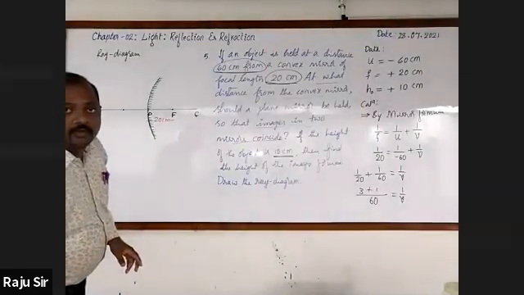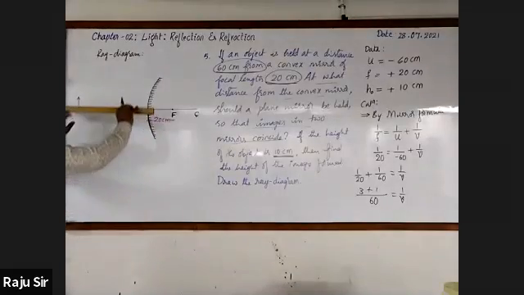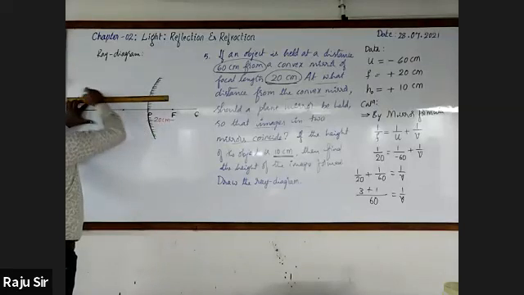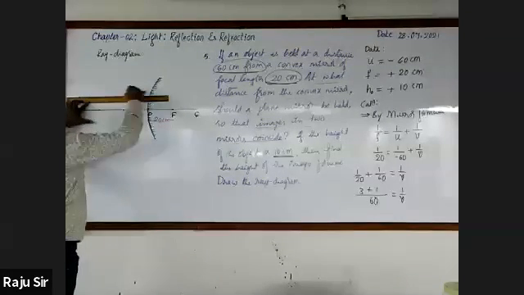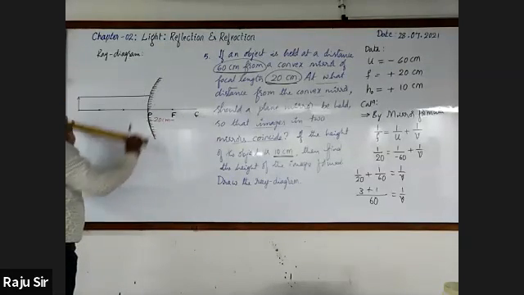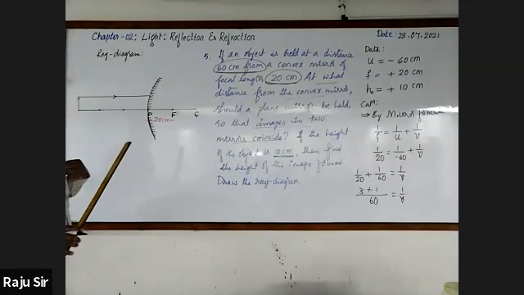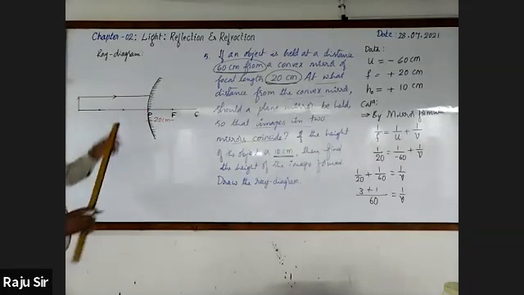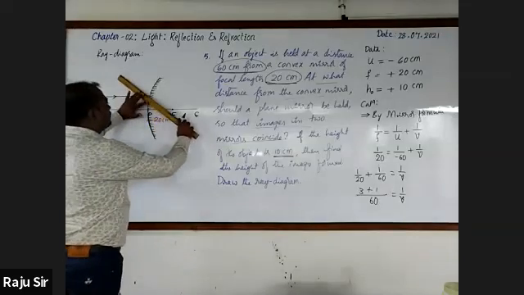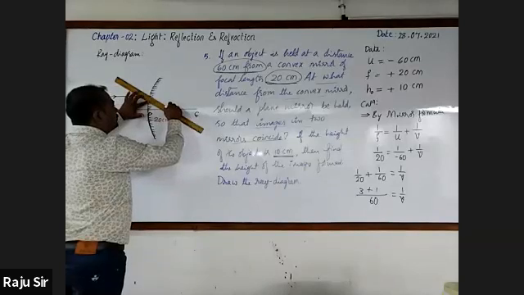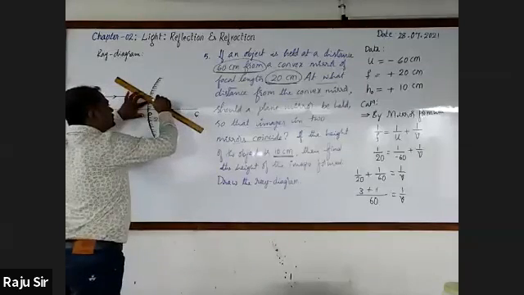Then you have to draw the first ray. The first ray is a light ray coming from the object, incident on the mirror parallel to the principal axis. And we all know that this ray gets reflected, and the reflected ray appears as if it is emerging from the focus.